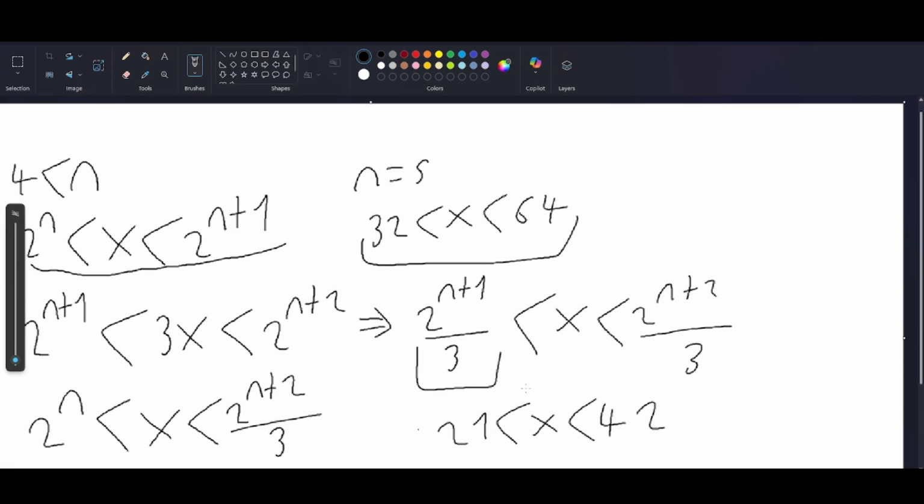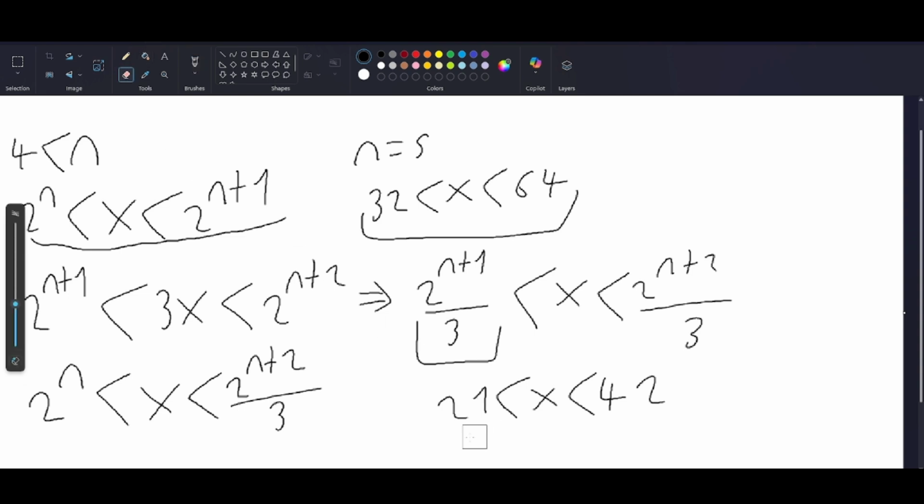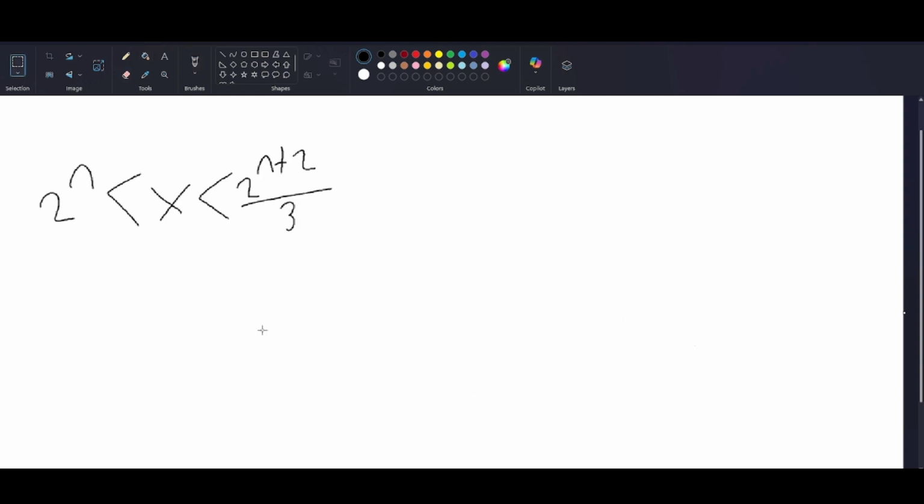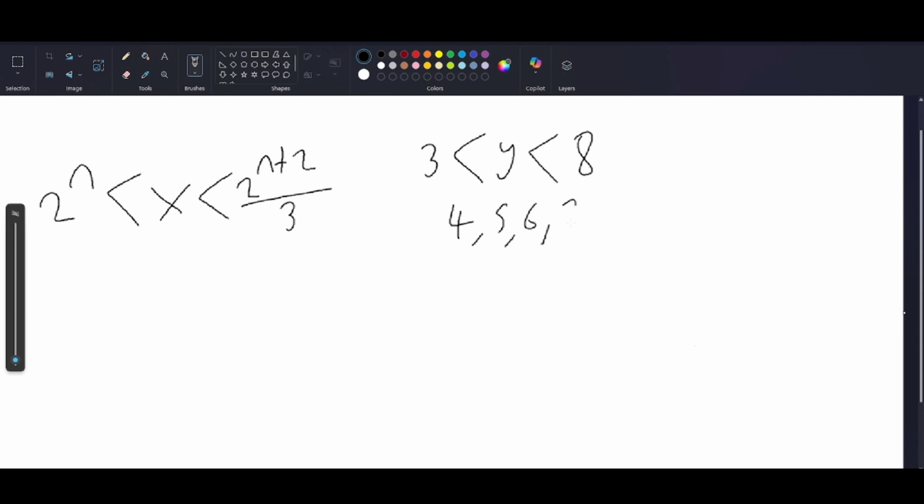Now, let's use some important formulas, but before that, I need to clean this up. Now, which formula are we going to use? So let's do an example to determine the amount of x that we can obtain. Assume that you have this condition: 3 is less than y is less than 8. Now, how many y's are there? 4, 5, 6, 7, right? These can all be y. And we can see that the amount of y we can take is 4, like 4, 5, 6, 7.